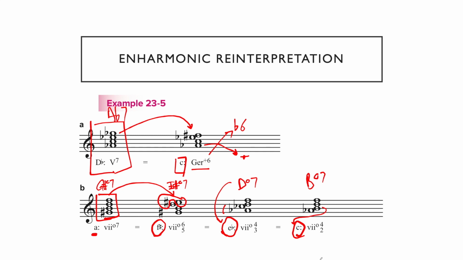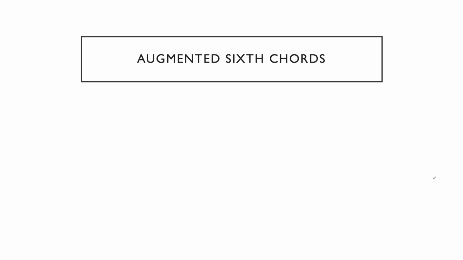What you should notice now, we have two chords. First, a German augmented 6 chord and a dominant 7th chord. We can reinterpret a German augmented 6 chord as a dominant 7th chord. We can also reinterpret a dominant 7th chord as a German augmented 6 chord. And another chord which we can reinterpret in many ways is a diminished 7th chord. As I said, we are going to see some examples about it. Let's begin with the augmented 6 chords.